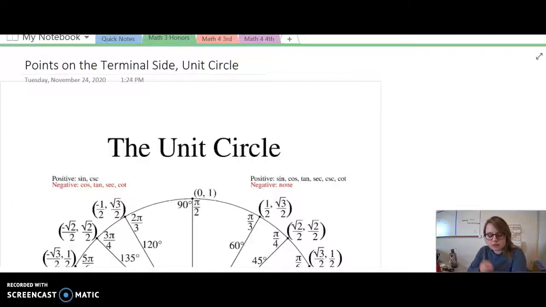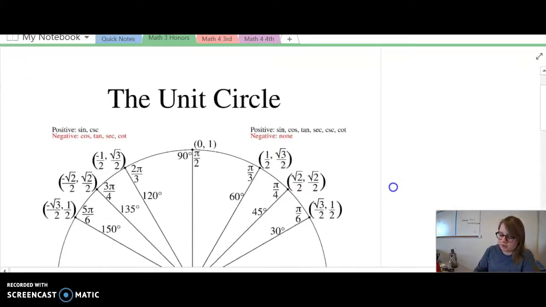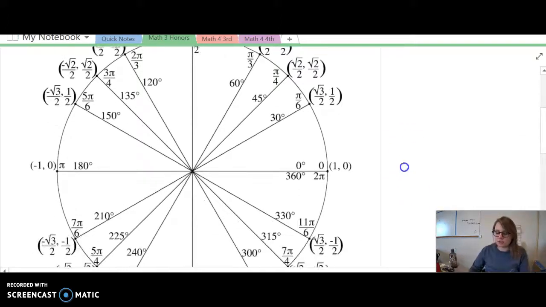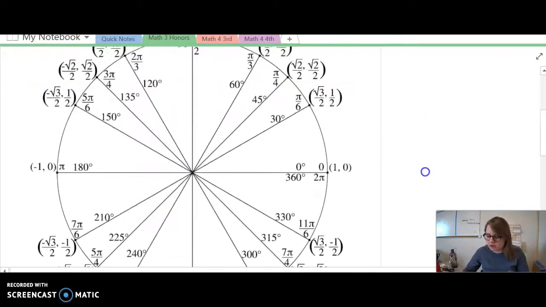Hey guys, so today we're going to talk about points on a terminal side / the unit circle. So let's get right into it. So the first thing that we need to talk about is this wonderful unit circle that we have here.